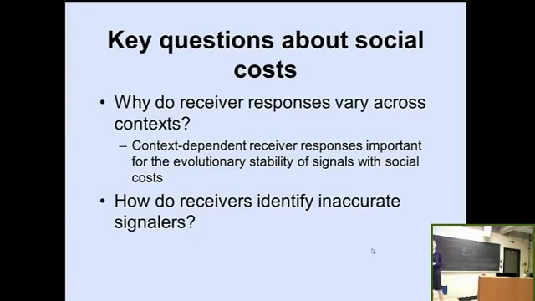So on to the second key question that I think is associated with social costs. How do receivers identify inaccurate signalers? So how do they know another wasp is signaling inaccurately? I don't mean they have to know it consciously, but there has to be something different about individuals with inaccurate signals that's causing the increase in aggression.